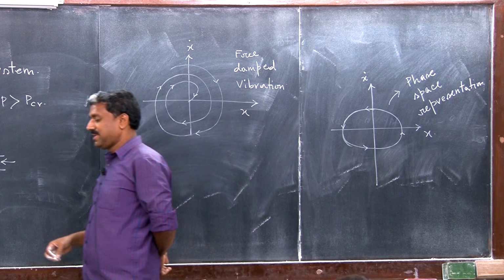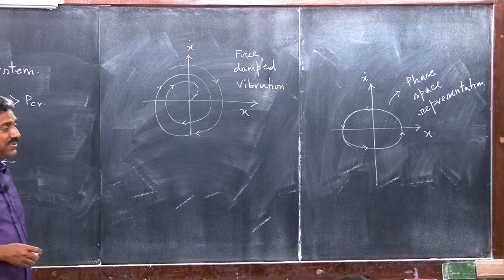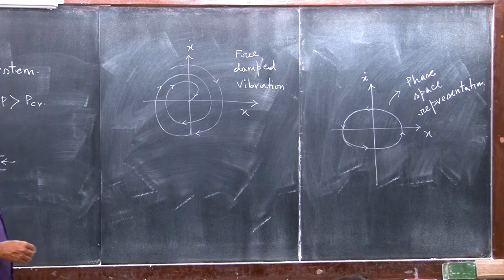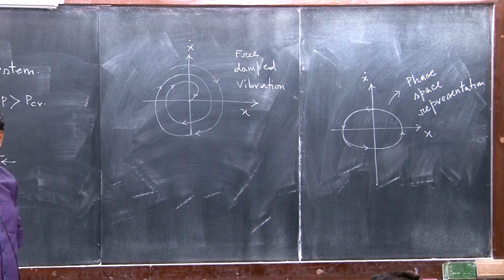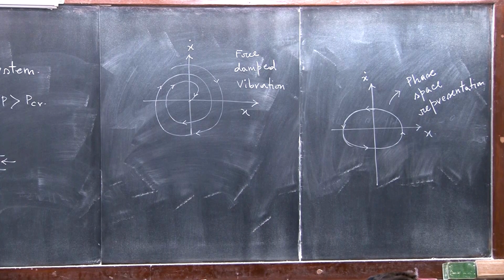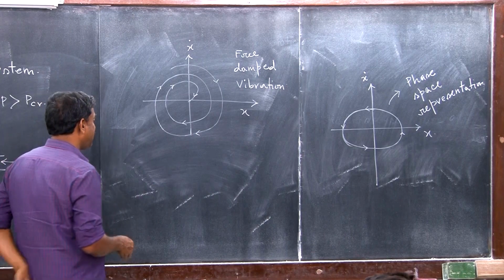So now, when you want to discuss this system, you understand that all dynamical systems can have an alternative representation other than the time history, and that representation is phase space. This is extremely important for nonlinear dynamics, okay, because that indicates, as far as stability is concerned, you will see.